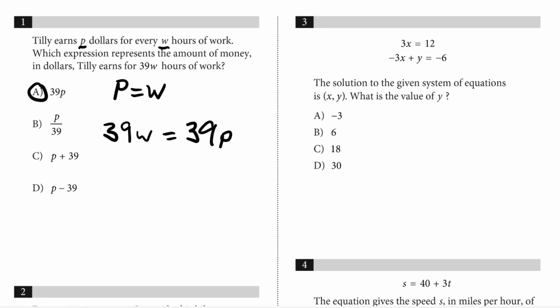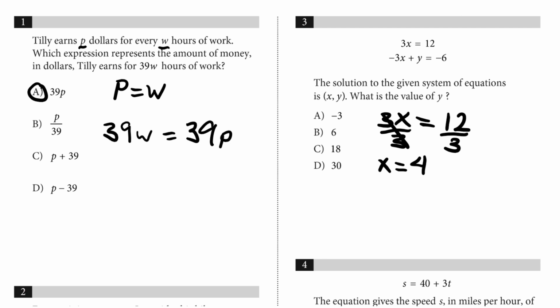Number 3. The solution to the given system of equations is (x, y). What is the value of y? First, we're going to get x by itself in the equation above. 3x equals 12. To get x by itself, we divide each side by 3, and that gives us x equals 4.